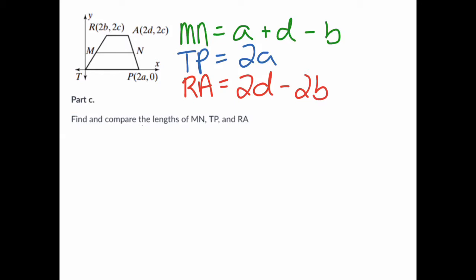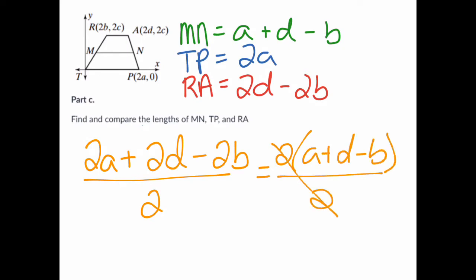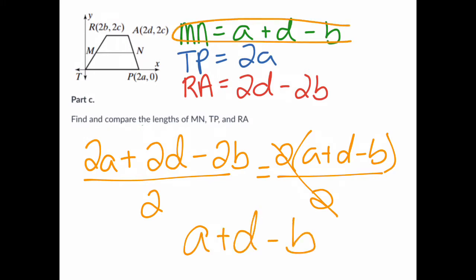And then the last part wants to know whether or not MN is the average of TP and RA. So we take the distance of TP, which is 2a, and the distance of RA, which is 2d minus 2b. We add them together and divide by 2. And when we do, we can take a 2 out of all of those, and then the 2's cross out, and what we're left with is a plus d minus b, which is exactly the same as what we had for MN. So the answer is yes, MN is half of the sum of TP and RA.